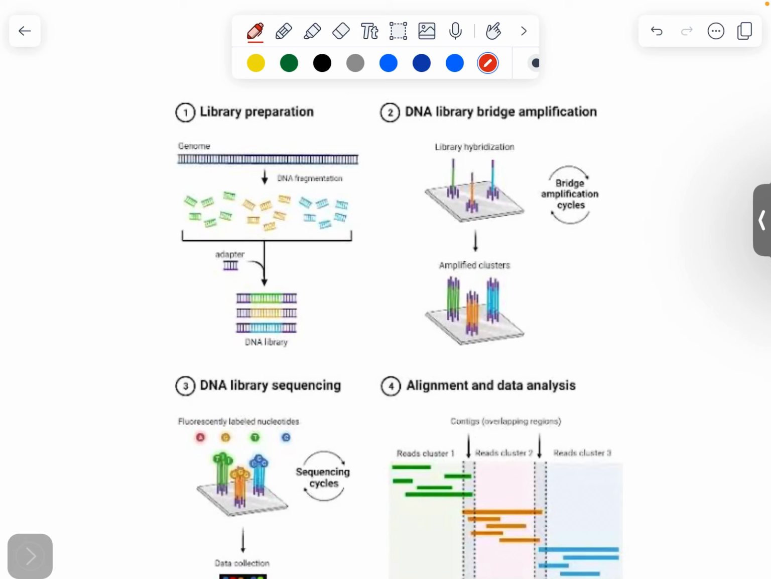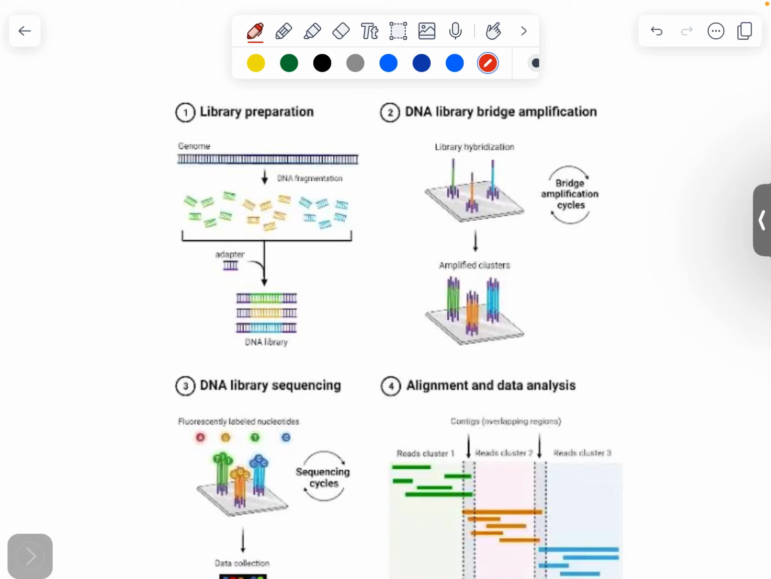But in second generation sequencing, we also fragment the DNA. After fragmentation, we read or sequence these fragments simultaneously. Since we do this simultaneously, it reduces the time. Not only the time, it also reduces the cost of sequencing. So now let us go to next generation sequencing.